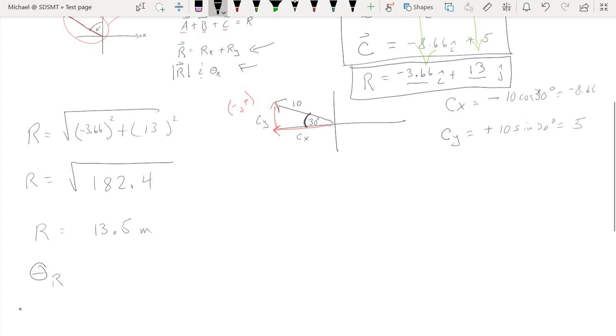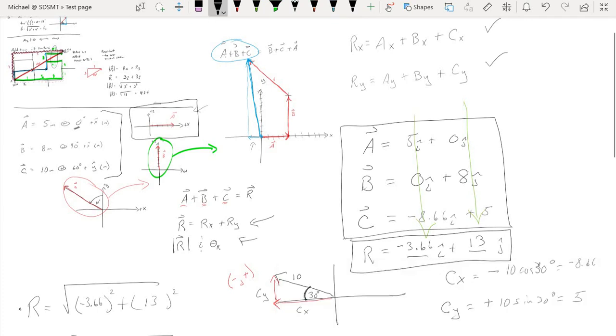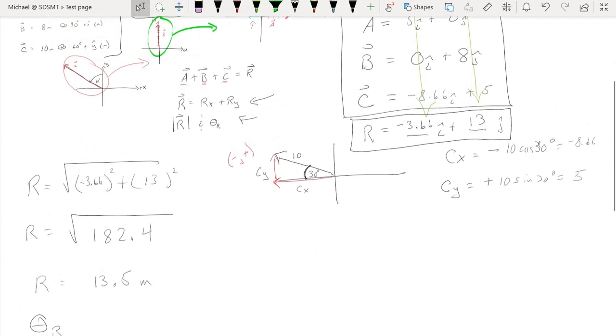But now we need to figure out where it's pointing. Now again, we can go back up to the sketch that I made right over here, and we can say, well, it kind of looks like our resultant vector is a little bit past that 90-degree mark. Again, it's really not worth trying to guess what that angle is. We want to get an exact value, and we're going to get that exact value from the components.